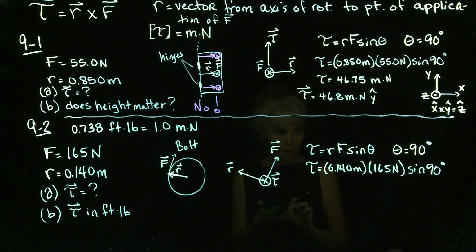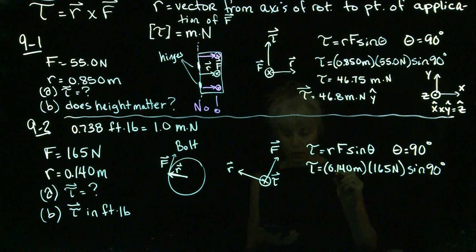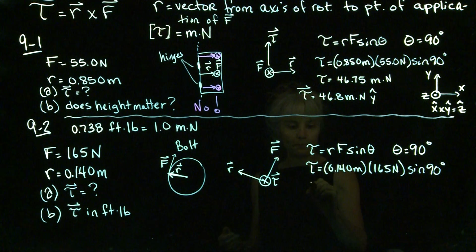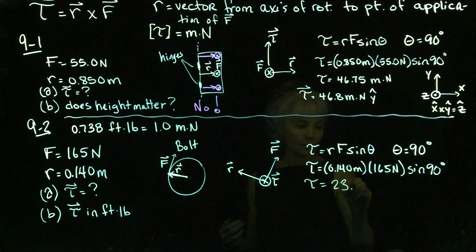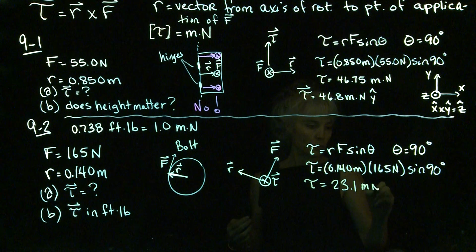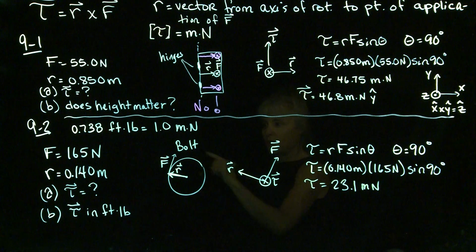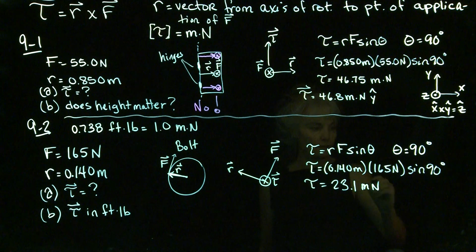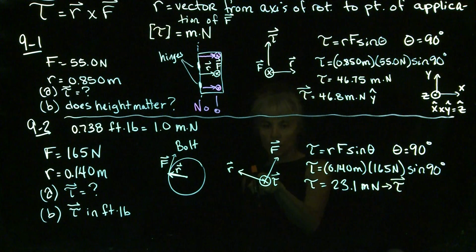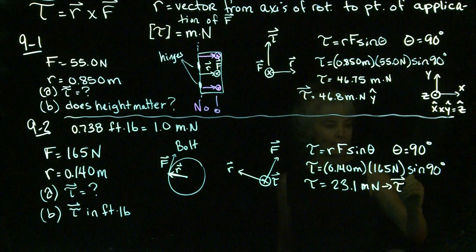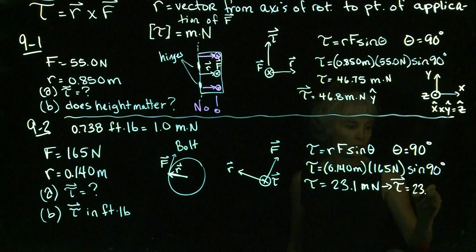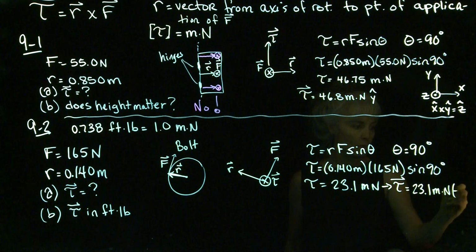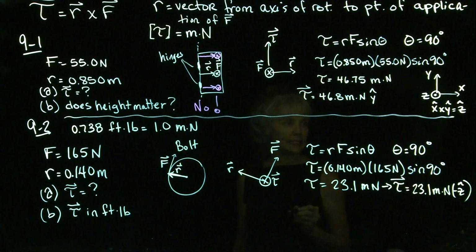So we come up then with a magnitude of the torque of 23.1 meter newtons. Okay, so this is a 3-fig problem. This is 23.1. So this is how I would express my answer in 3 figs. And I can write it then in full form with respect to how I drew it. This is in the minus z hat direction. So this is going to be 23.1 meter newtons minus z hat. So it's in the minus z hat direction.